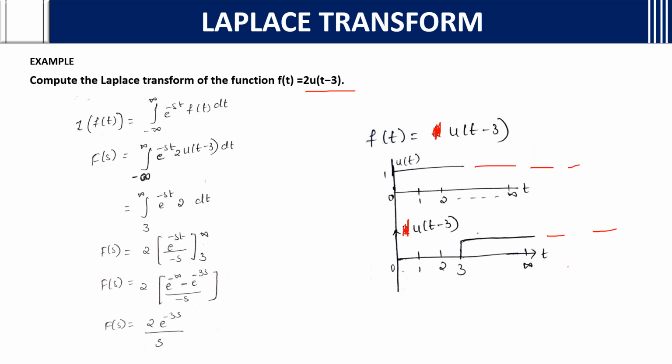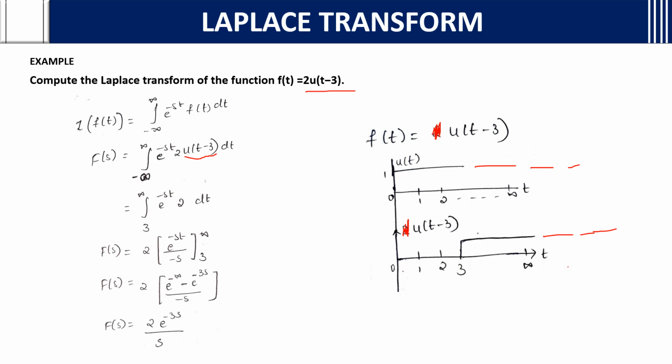Now what we need to do? Now we have done with the function that they have given, u of t minus 3. So you can remove this u of t minus 3 in the formula. Why? Because you have already written u of t minus 3. Okay, how to remove it, I will also tell.